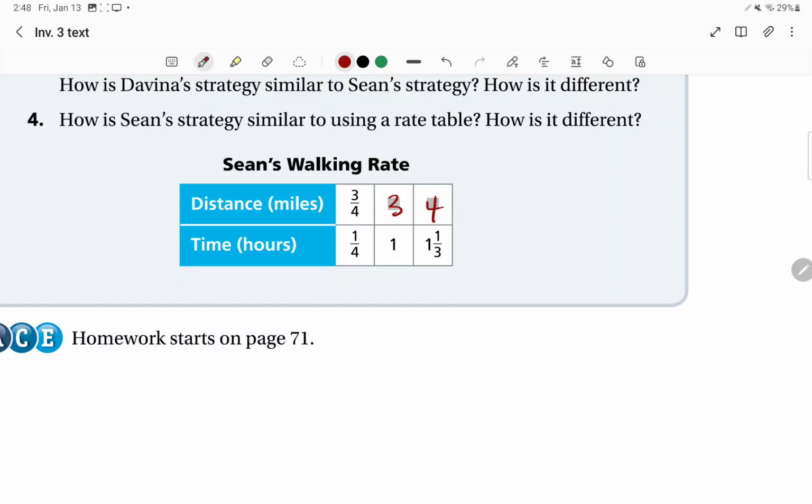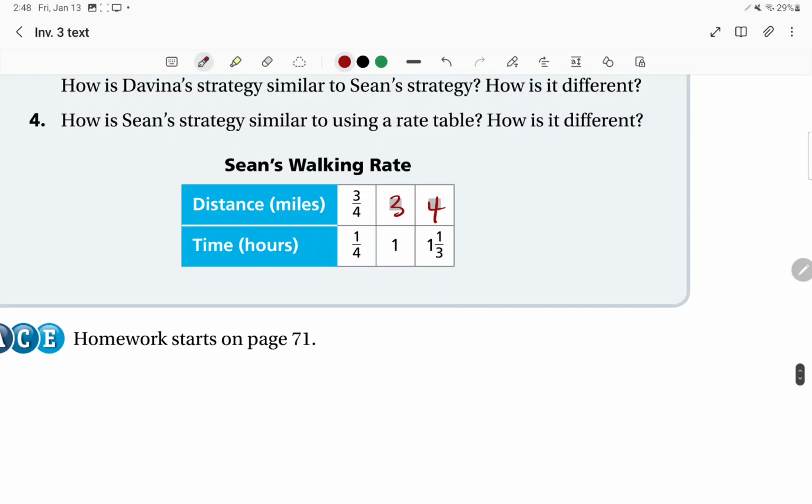Okay, so when using a rate table, it's a pretty simple method, right? So imagine these are your ratios. So right here is your first ratio. You have 3/4 over 1/4. Here's another ratio, 3:1. And then here's another one, 4:1/3. All of those ratios should be equivalent. So depending on how you found 3 and 4, there are several different methods you could go about. Like number 1, you knew this was times 4.